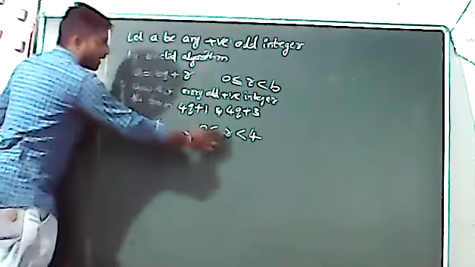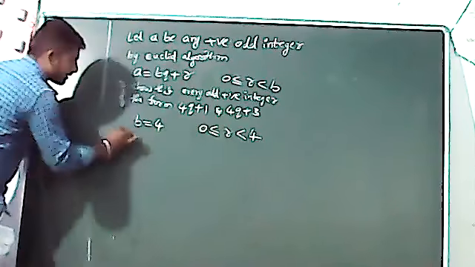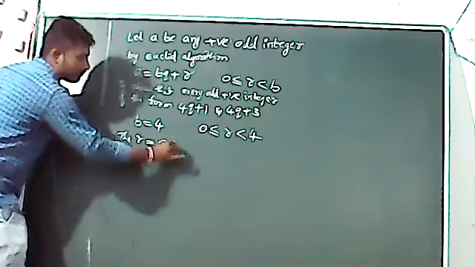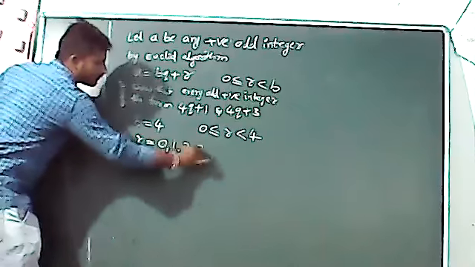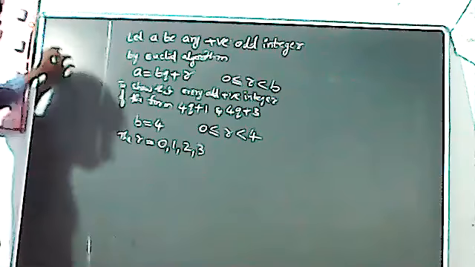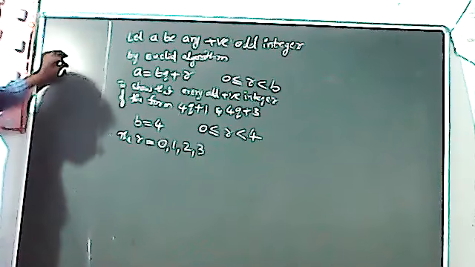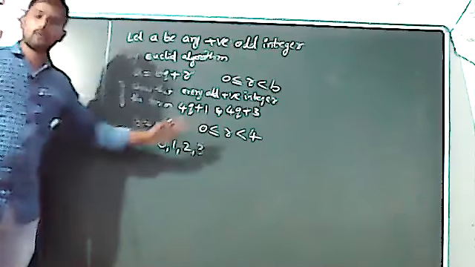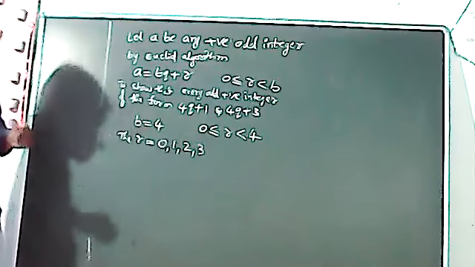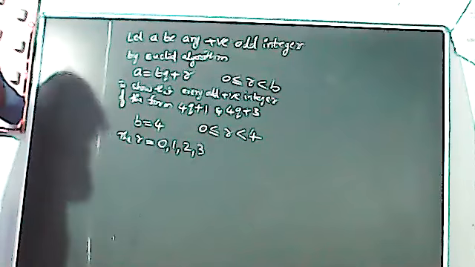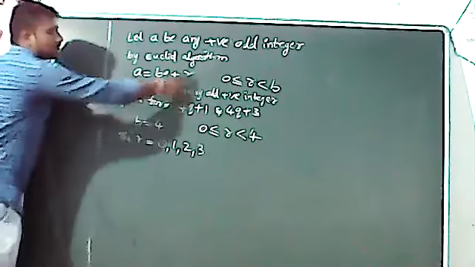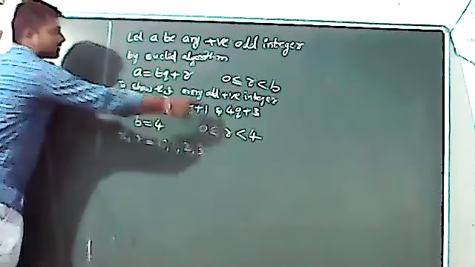Therefore the remainders r are 0, 1, 2, 3. Are we taking 4? No. Why? Because r is less than 4, so we take up to 3 only. 4 is not counted. Now we know the b value and r value; we need to substitute these two values in this rule to get 4q plus 1 and 4q plus 3.